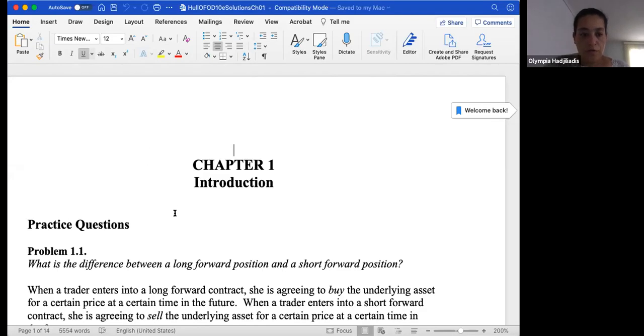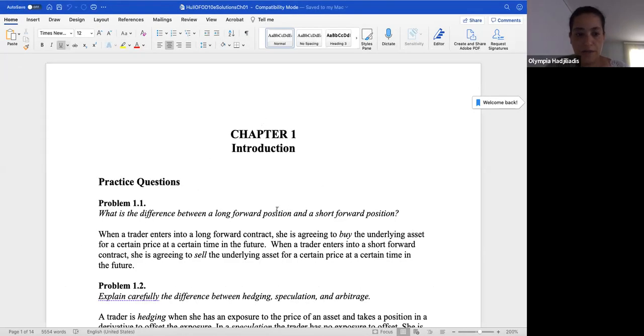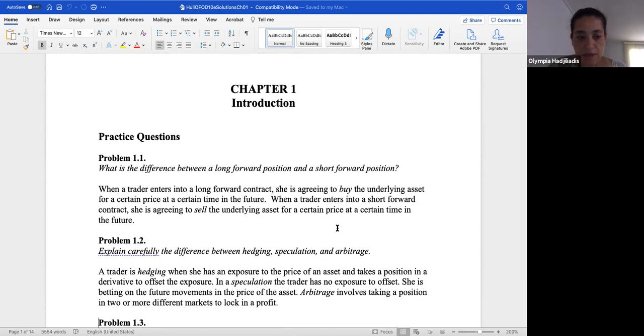So we're going to go through the practice questions, the first 10 questions in each chapter that we covered. So we begin here with the practice questions in chapter 1. The question is, what is the difference between a long forward position and a short forward position? When a trader enters into a long forward contract, she is agreeing to buy the underlying asset for a certain price at a certain time in the future. When a trader enters into a short forward contract, she's agreeing to sell the underlying asset for a certain price at a certain time in the future.